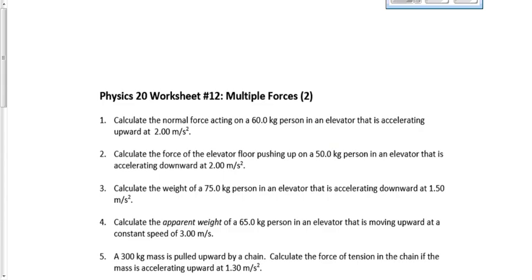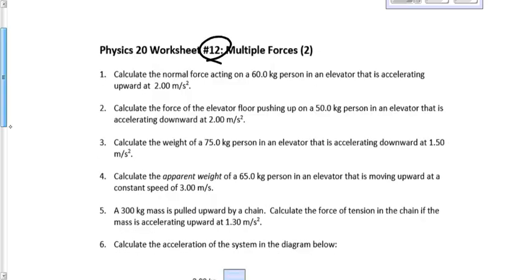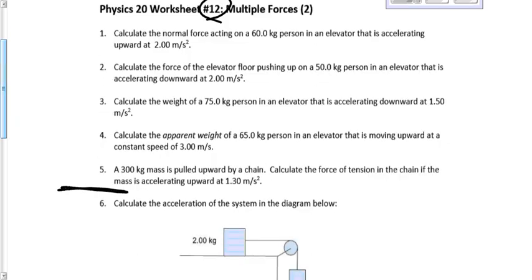All right, let's have a look at a few questions on worksheet number 12 here. Specifically, for now, I want you to do questions 1 to 5. Now, know that these questions 1 to 5 aren't all elevators. Question number 5 is a chain, but it's a vertical problem. Instead of the floor being the normal force, it would be the chain that's the normal force, right? It's the same analysis, just a slightly different context. So you're going to work for the next little bit in class on worksheet number 12, questions 1 to 5.